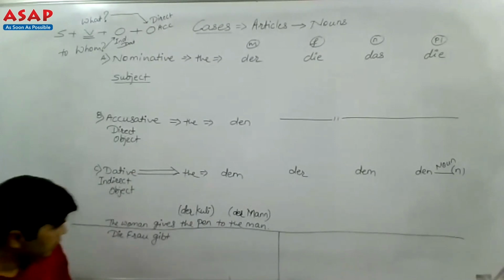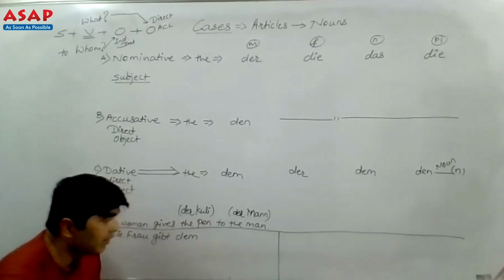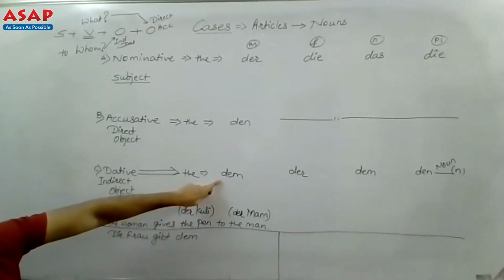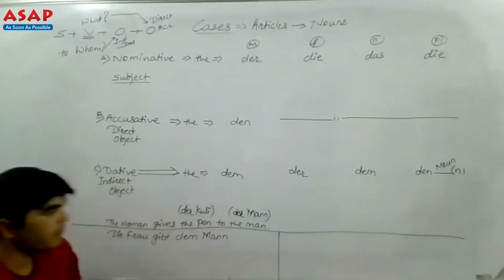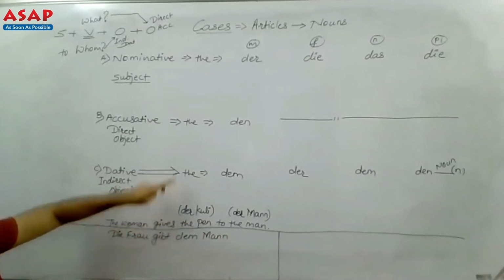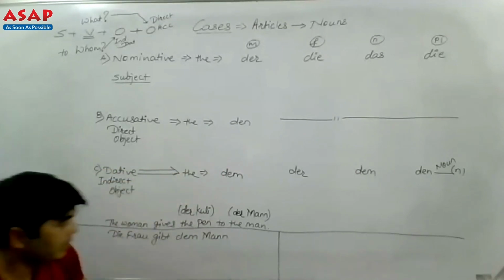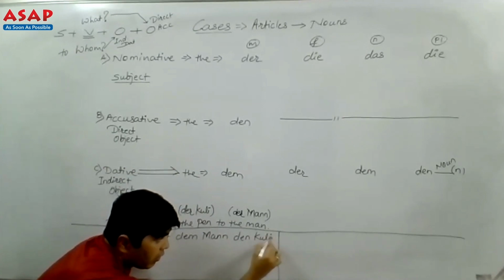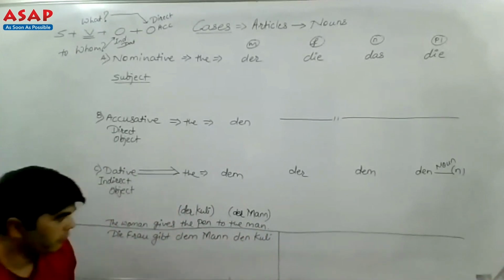Die Frau gibt dem Mann. Now, if it is dative, it must be dem. Dem Mann. And pen is der Kuli. And it is accusative, accusative masculine. Der is masculine, right? So it is den Kuli. Right? Okay, so here you frame the sentence.